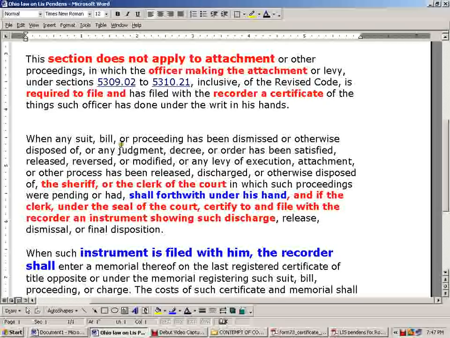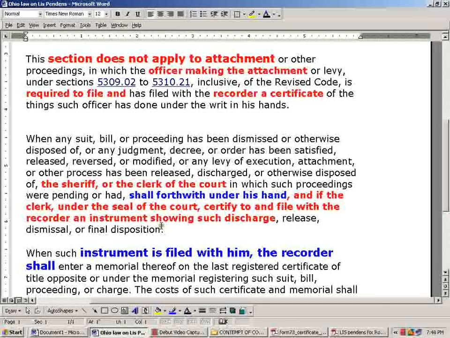When any suit, bill, or proceeding has been dismissed or otherwise disposed of, or any judgment, decree, or order has been satisfied, released, reversed, or modified, or any levy of execution, attachment, or other process has been released, discharged, or otherwise disposed, the sheriff or the clerk of the court in which the proceedings were pending. Now the sheriff isn't Tin Star. This is the English sheriff, in my opinion, probably the chief judge of the county, shall forthwith under his hand, and if the clerk under the seal of the court, certify to and file with the recorder an instrument showing such discharge, release, dismissal, or final disposition.